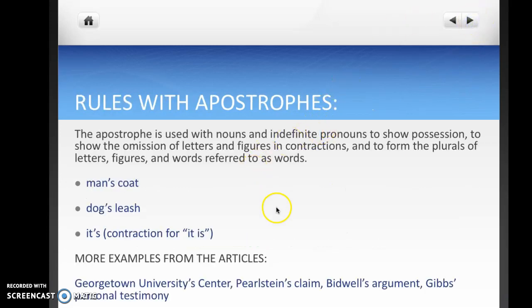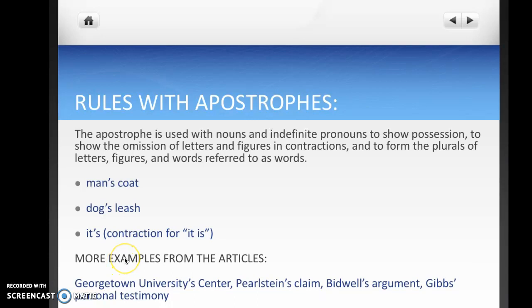Rules with apostrophes. So the apostrophe is used with nouns and indefinite pronouns to show possession, to show the omission of letters and figures in contractions, and to form the plurals of letters, figures, and words referred to as words. So man's coat, you need an apostrophe there. Dog's leash, the leash belongs to the dog, just like the coat belongs to the man. And then it's is really just a contraction for "it is." That's very different from its without the apostrophe, because then you're giving a sense of possession there. And that means something different.